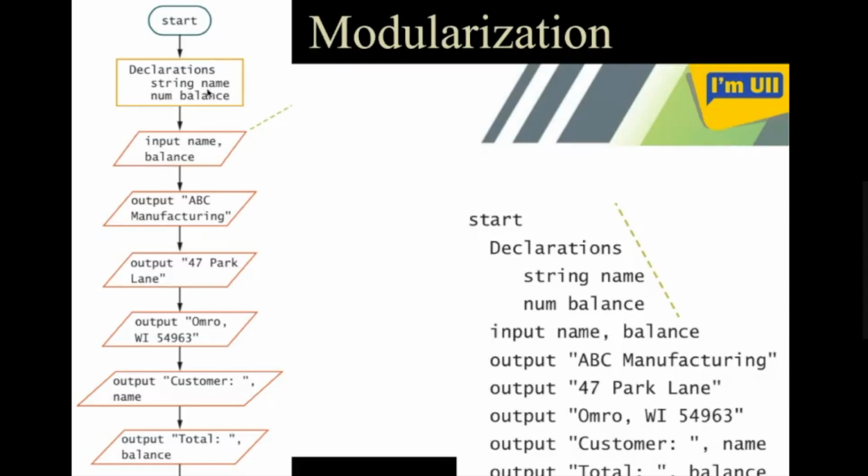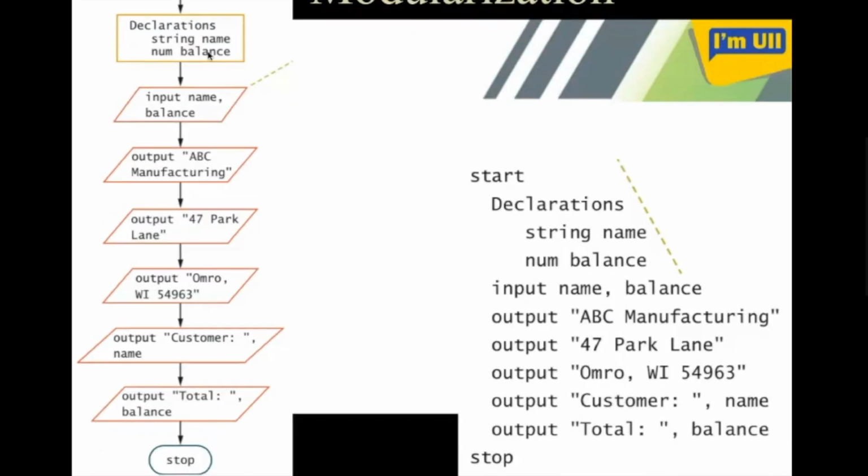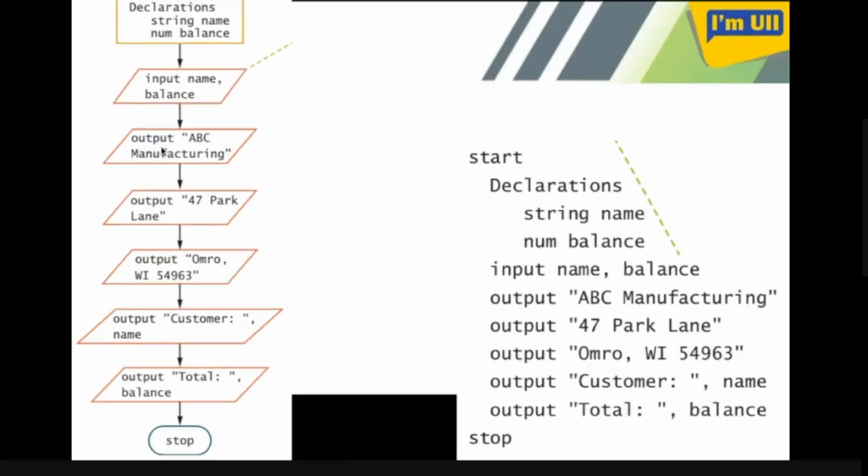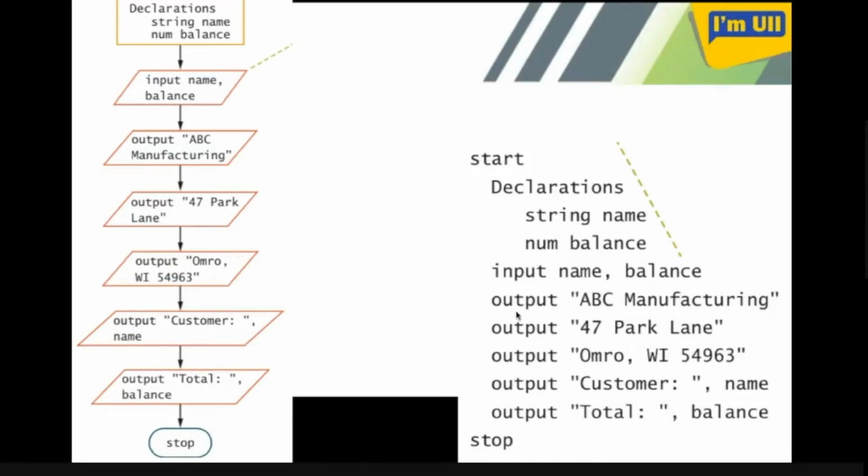For example, this is a set of statements, like declaration: string name, num balance. So two variables have been declared. One is string type, another one is num type. The string type variable is name, and the num type variable is balance. You collect the values of name and balance from the user. You want to display the output: ABC Manufacturing, 47 Park Lane, Omro WI 54963, and the customer name. So this is the address of the customer and the total balance of that particular customer. This is a set of statements you want to execute.